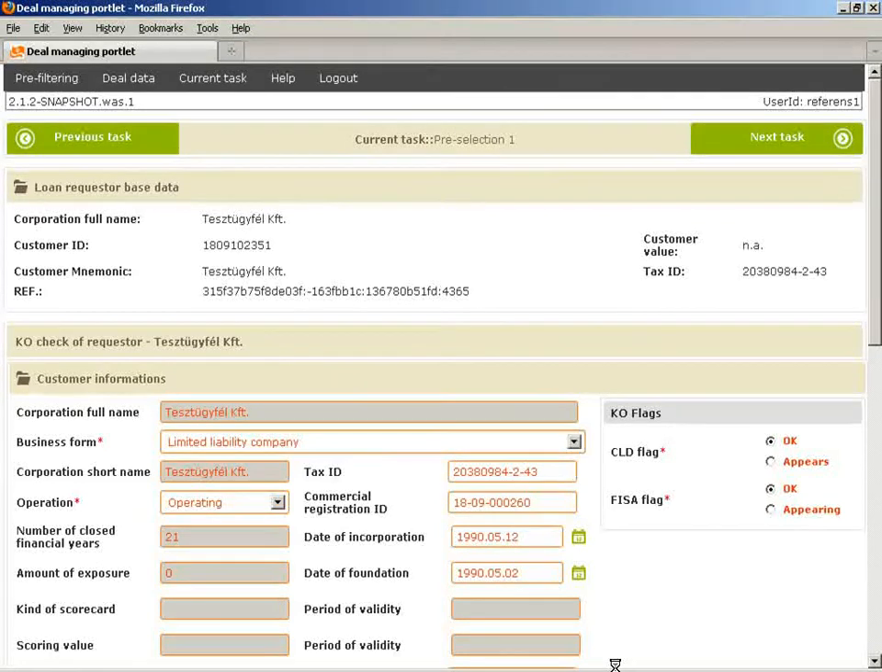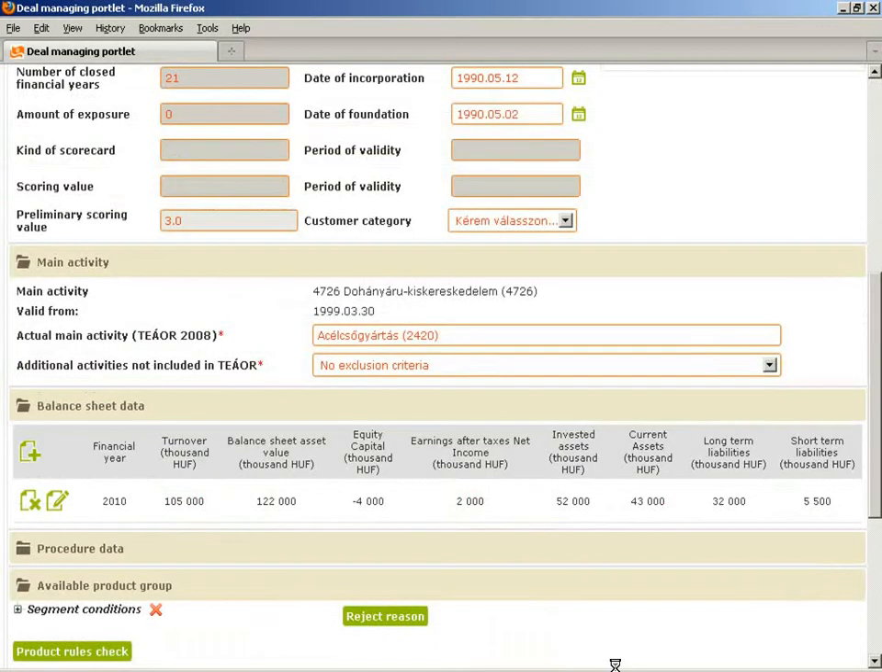First, the review of the credit applicant is performed, for example based on legal status and operating status and number of financial years already closed, etc. The data gathered about the customer also determines what product groups are available to the customer. For example, currently agricultural funds are available only for customers operating in agriculture.